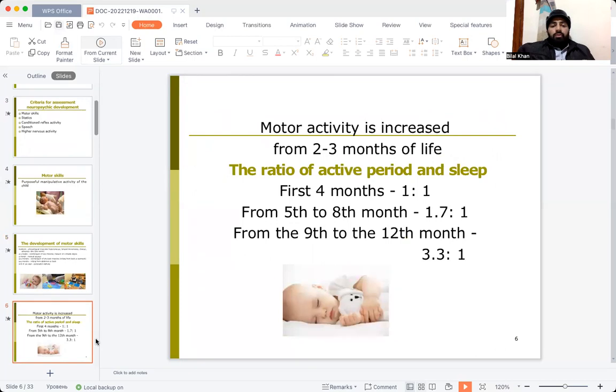So after this, motor activity is increased from 2-3 months of life. The ratio of active periods to sleep is 1:1 in the first 4 months, 1.7:1 from 5 to 8 months, and 3.3:1 from 9 to 12 months.